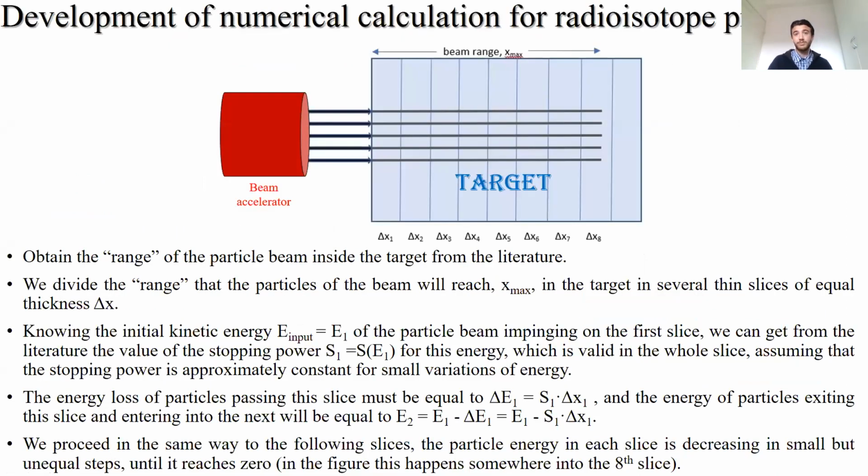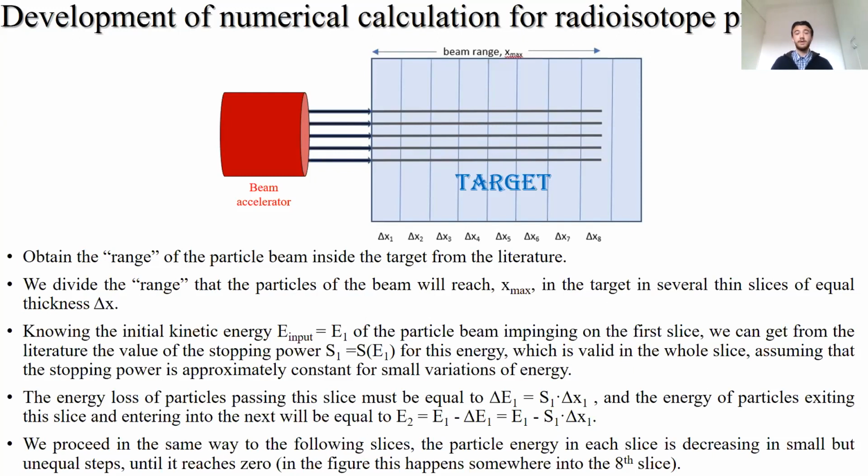So in this slide, I have the numerical method we calculated and developed. To begin with, one should know the type of the particle beam, and also should know the range, or in other words, the maximum depth that this particle beam can reach inside the target. This can be found through the literature. By knowing that, we can then separate the target into several thin slices of equal thickness delta X. By knowing the initial kinetic energy that impinges on the slice, we can get from the literature the corresponding value of the stopping power, which is valid in the whole slice and constant for small variations of energy. And then we can calculate the energy loss inside this slice by the product of stopping power and the slice's thickness. Subtracting this amount from the initial energy, we can calculate the remaining energy, which will also be the initial energy for the next slice.